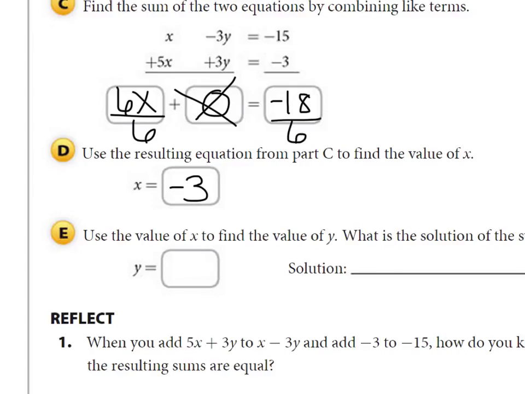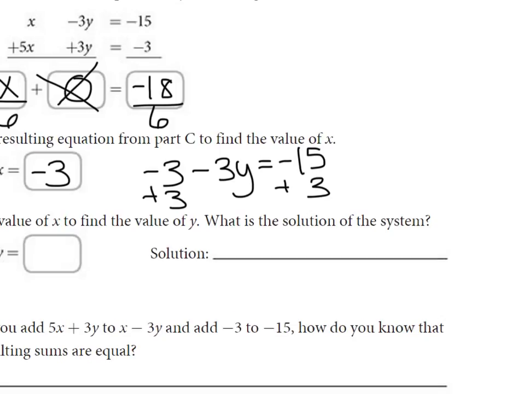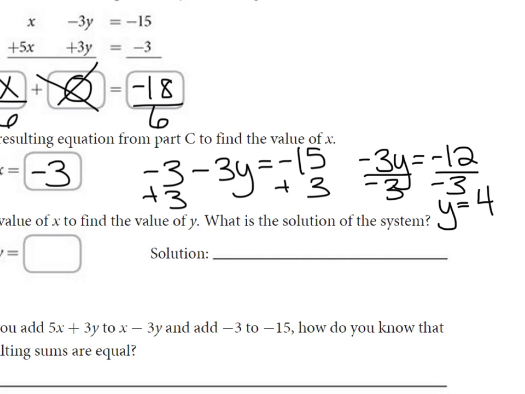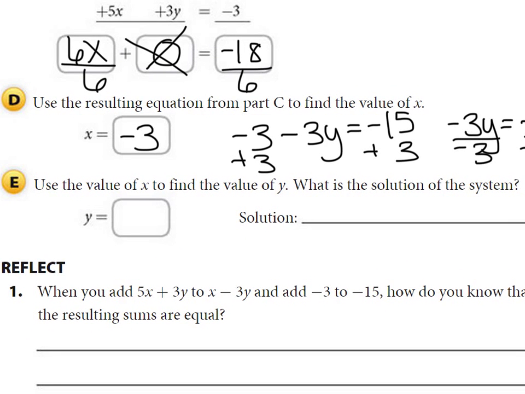Well, we know that if we find one value, we can find the other by plugging it back in. So hopefully you chose the top one. So it would have been negative 3 for x, minus 3y equals negative 15. Add 3. So we now have negative 3y equals negative 12, divided by negative 3. Y equals 4. So the solution for this is x equals negative 3, y equals 4.